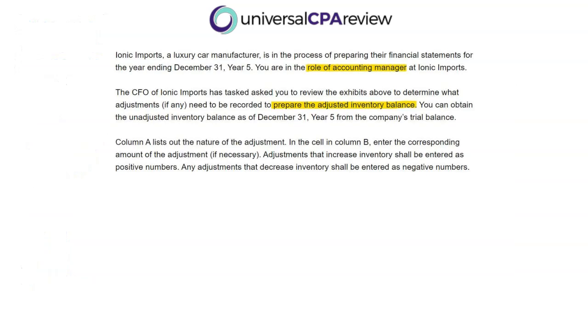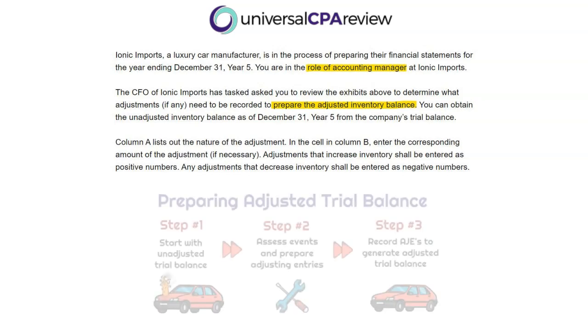So let's go through the instructions like I mentioned. So basically we have Ionic Imports, and they are a luxury car manufacturer. Now they're preparing their financial statements for the year ending December 31, year 5. And it tells us that we're in the role of the accounting manager. Now, the next paragraph tells us that the CFO has asked us to review the exhibits and determine if we need to make any adjustments to the adjusted inventory balance.